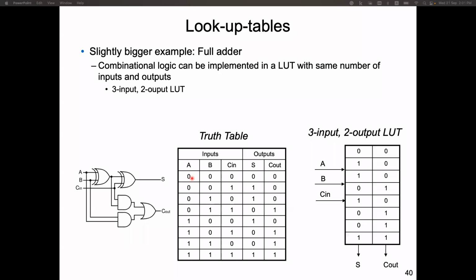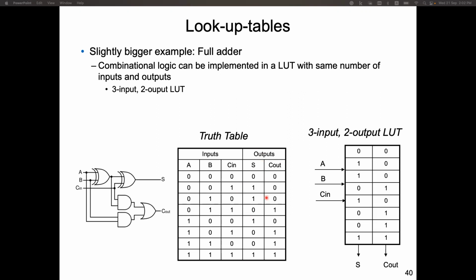So if the input is 0, 0, 0, the sum is 0 and the carrier output is 0. If the input is 0, 1, and the carrier input is 0, then the sum is 1 and the carrier output is 0. Or check this row: A, B are 1, carrier input is 0. So the sum output should be 0, the carrier output is 1, and so on. So that's a 3-input truth table, and we have 2 outputs.